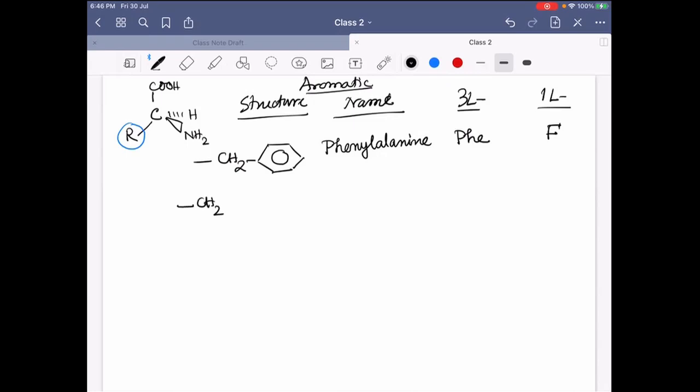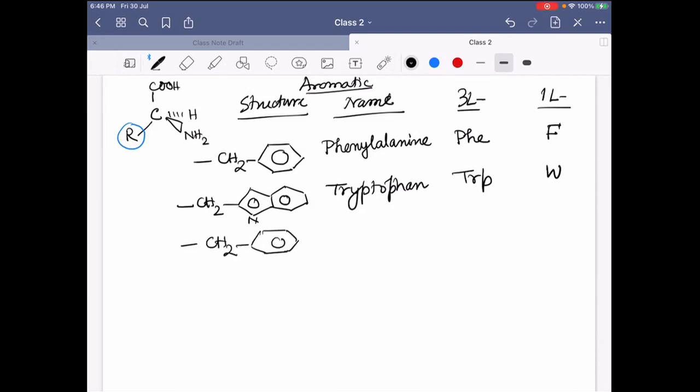Then comes this particular CH2 group, then this heteroaromatic system, which is an indole group present over here. The name of this is tryptophan. Three-letter code TRP, one-letter code W. Again, why not T? We'll come to that very soon. And the next one has a phenol group. The name of this is tyrosine. Three-letter code TYR, one-letter code Y.